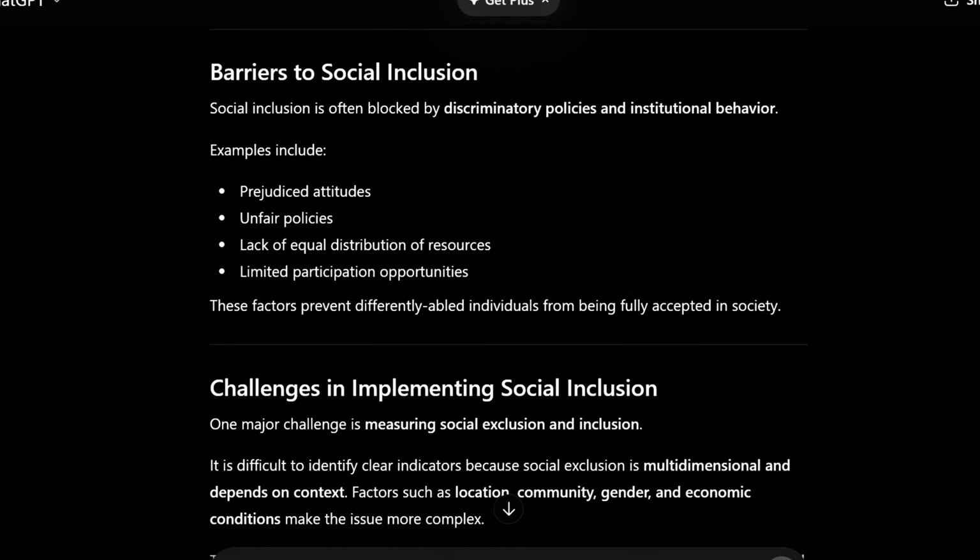Barriers to social inclusion. Social inclusion is often blocked by discriminatory policies and institutional behavior. Examples include prejudiced attitudes, unfair policies, lack of equal distribution of resources, limited participation opportunities. These factors prevent differently abled individuals from being fully accepted in society.